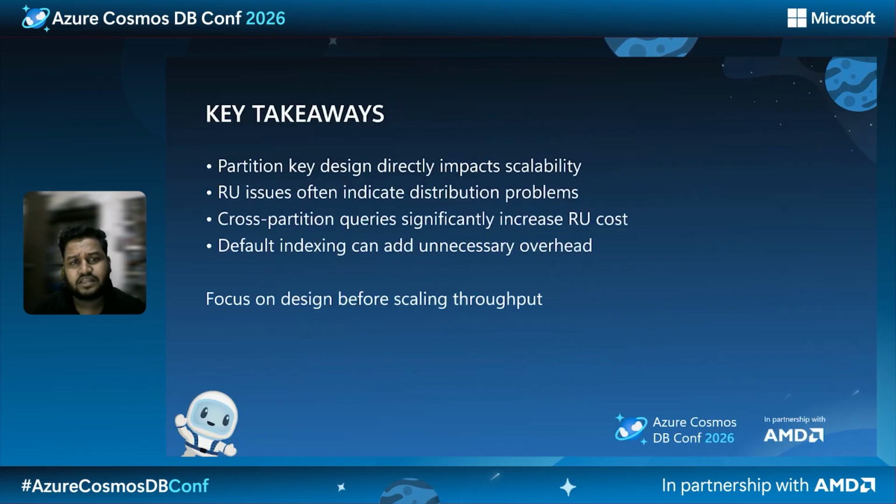So, to summarize the key takeaways: partition key design plays a critical role in how well Cosmos DB scales. In many cases, RU related issues are actually distribution problems rather than capacity issues. Cross partition queries can significantly increase RU consumption if not handled properly, and default indexing can introduce unnecessary overhead if not optimized. The main point is to focus on fixing design before increasing throughput.